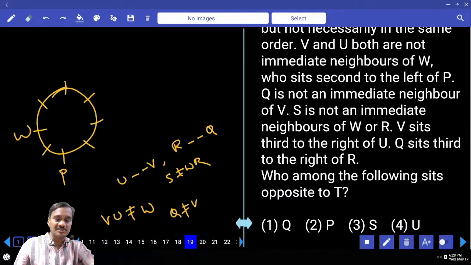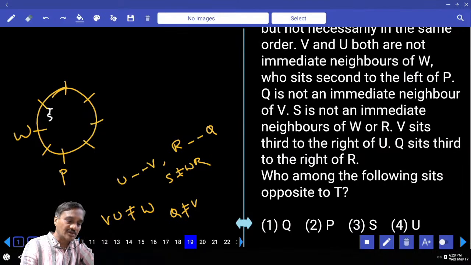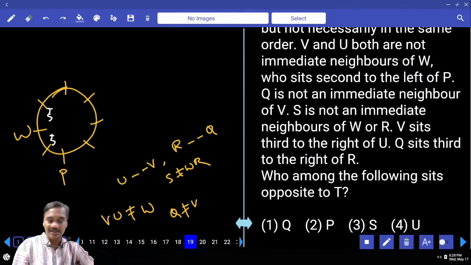They asked for the opposite of T. S is not adjacent to W and R, so S cannot be here, cannot be here. As S cannot be in these two places, next V and U are not adjacent to W.